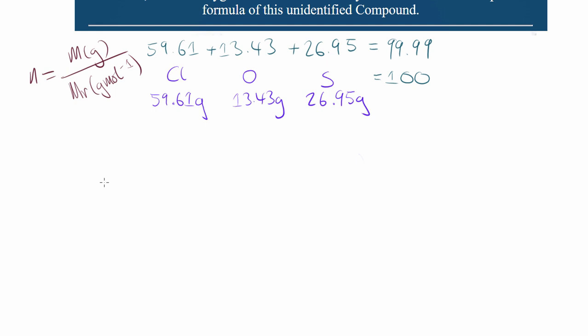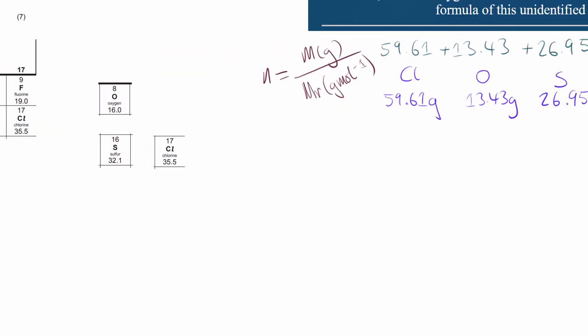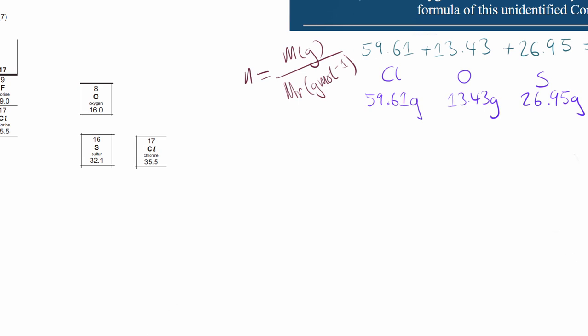For some of these, you may already know the molar masses, like the relative atomic masses for the elements, especially oxygen. But I have a periodic table here, so we can use that to work out the molar masses. We're going to list them out: Mr for Cl, Mr for oxygen, Mr for sulfur.